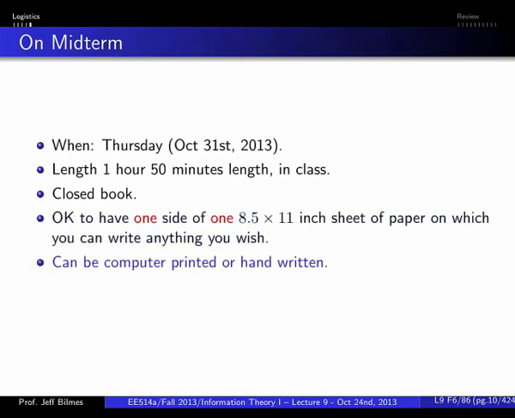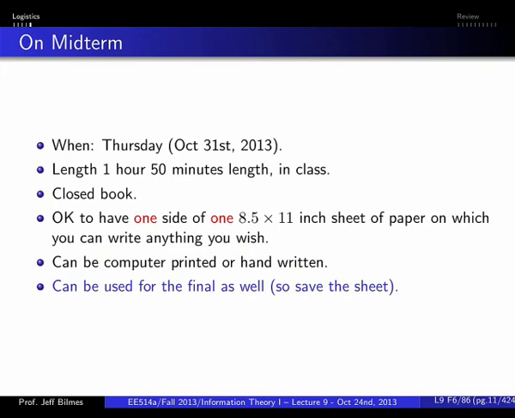And it can be computer printed. Sometimes I insist upon it being handwritten. It can be computer printed if you want, but I prefer handwritten, but it's up to you. Because it's a graduate class, I think you will learn more if it's handwritten. And you can actually use this sheet for the final, so you might want to save this sheet.